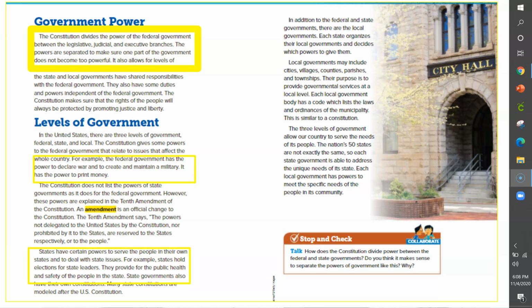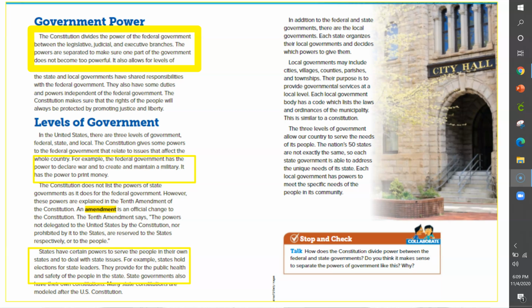The three levels of government allow our country to serve the needs of its people. The nation's 50 states are not exactly the same, so each state government is able to address the unique needs of its state. Each local government has powers to meet the specific needs of the people in its community.